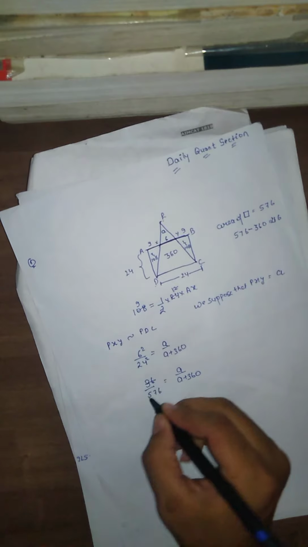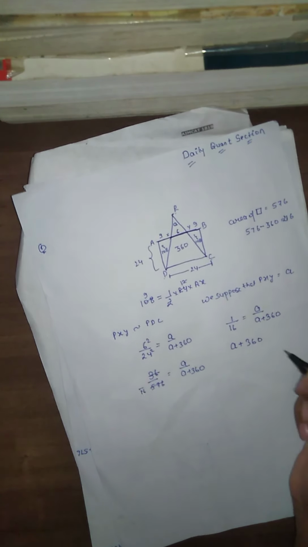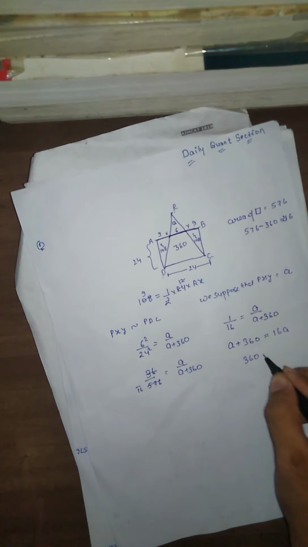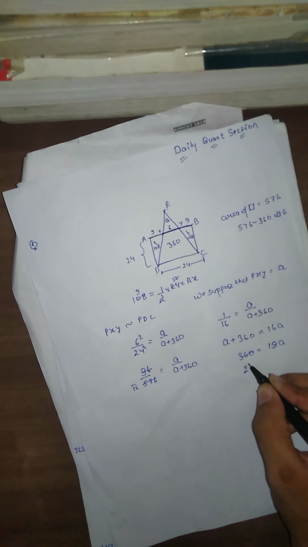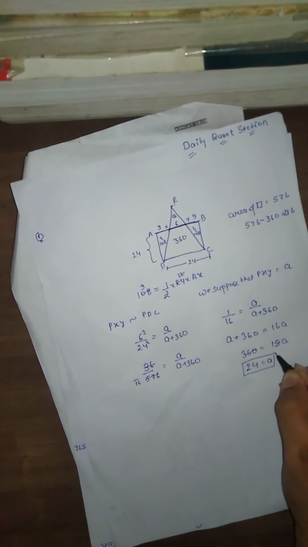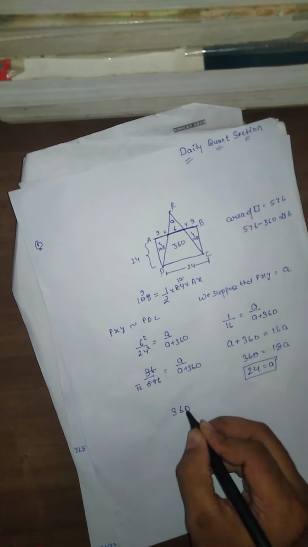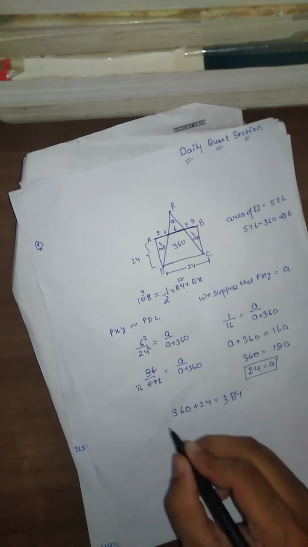I hope you understand the whole concept. So 36 upon 576 is 1 by 16, which is equal to A upon A plus 360. So A plus 360 is equal to 16A. So 360 is 15A. So the value of A is equal to 360 divided by 15, which is 24. So the area of triangle PDC is equal to 360 plus 24, which is equal to 384, and this is our answer.